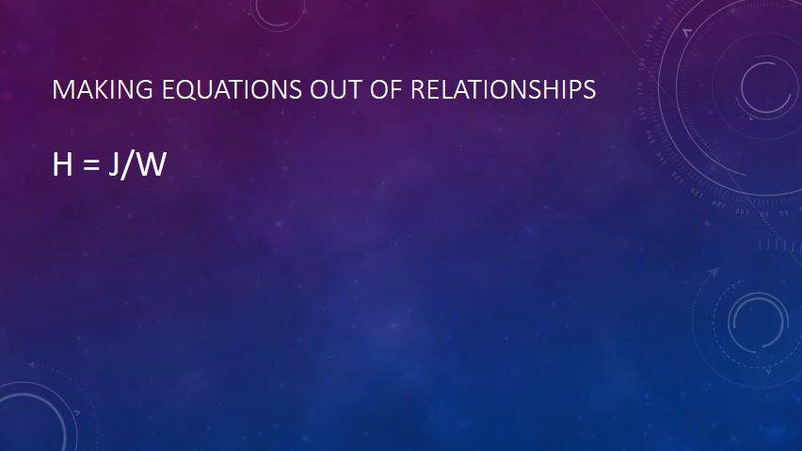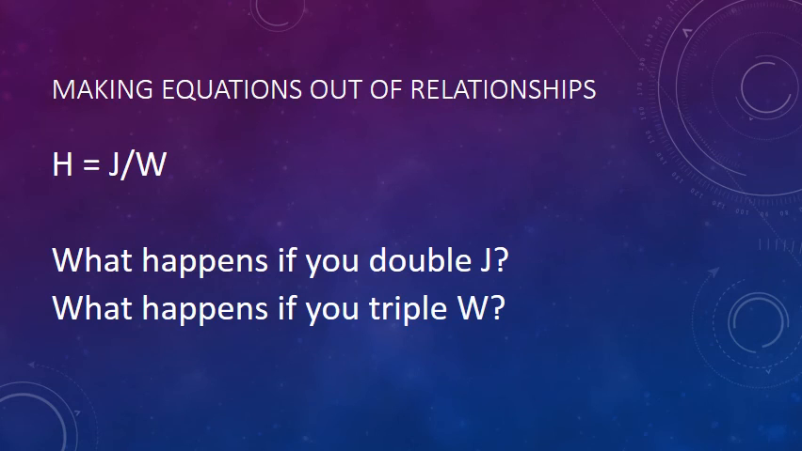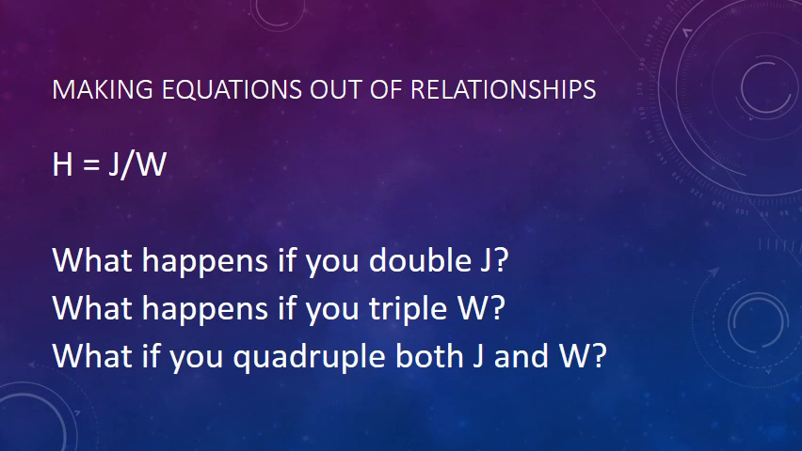Now that we have this equation, we can use it to make predictions about how changing the value of one variable affects the other. What happens if you double J? Well, J has a direct relationship with H, so doubling J should double H. What happens if instead you triple W? W has an inverse relationship with H, so tripling W should cause H to go down by a factor of 1/3.